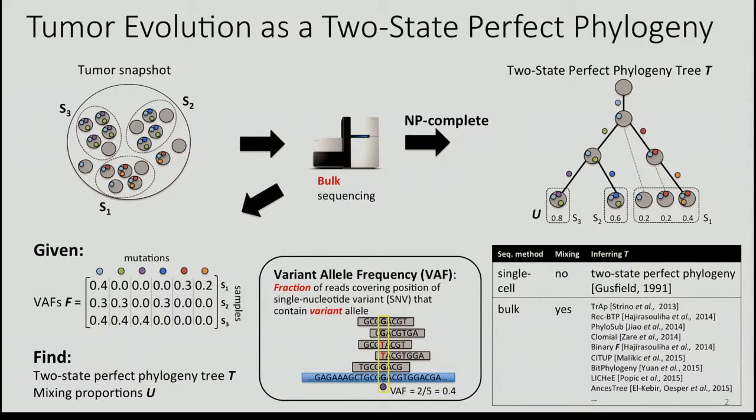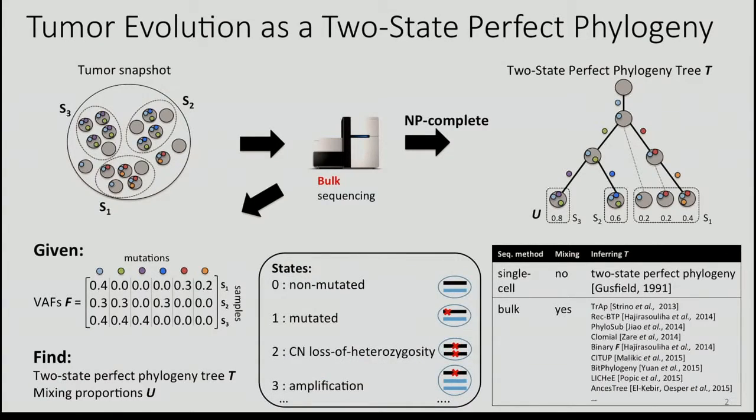It's been studied extensively. We've seen a lot of talk this week. And in our recent ISMB paper, we basically took a step back and we looked at the underlying combinatorial problem by assuming error-free data. And we've shown that the decision problem is NP-complete. So in our work, we assumed that there are no copy number aberrations. And today, I want to talk about copy number aberrations.